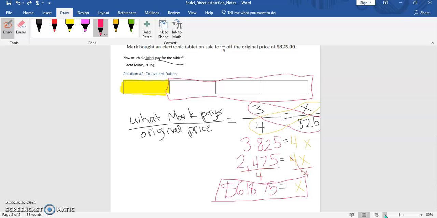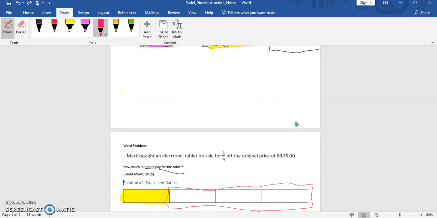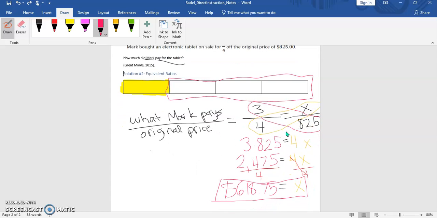So you should be able to set up this problem 2 different ways, either using the tape diagram, like up here, or using equivalent ratios like down here. And either way, you will get the same answer for how much Mark paid for the tablet.